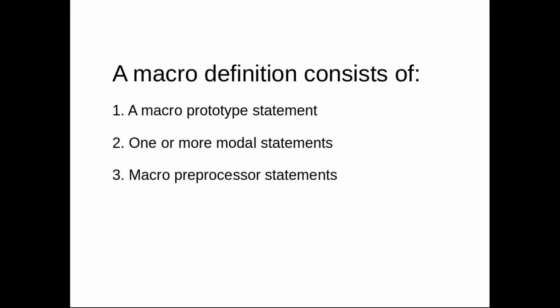So far we have seen the different parts of a macro definition. A macro definition consists of a macro prototype statement, one or more model statements, and it may have macro preprocessor statements. Macro prototype statements we have already seen. Model statements also you know what they mean, but macro preprocessor statements we have not seen, and that's what we will discuss in today's class.